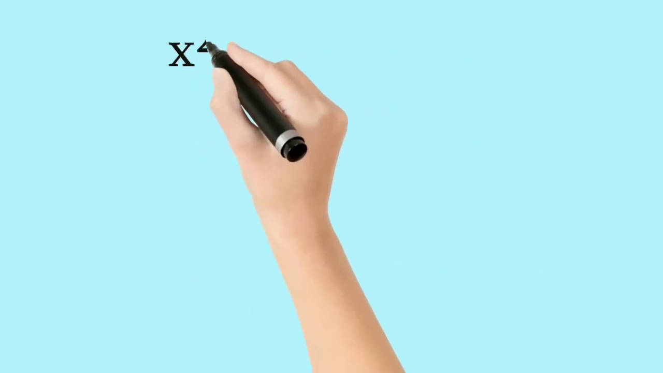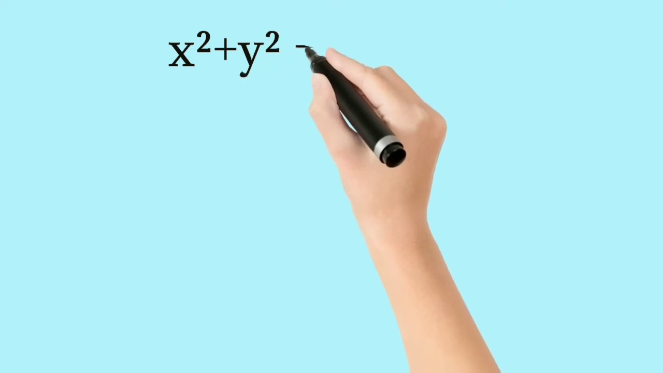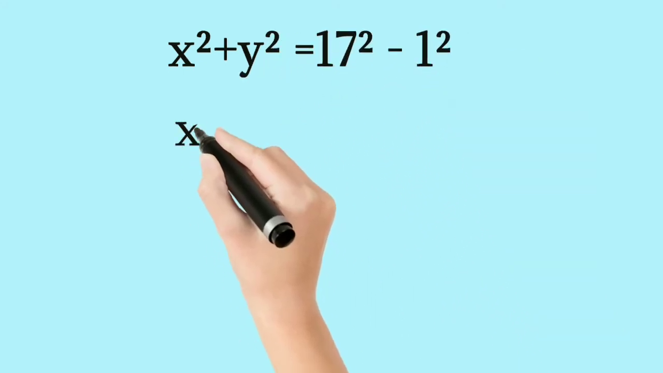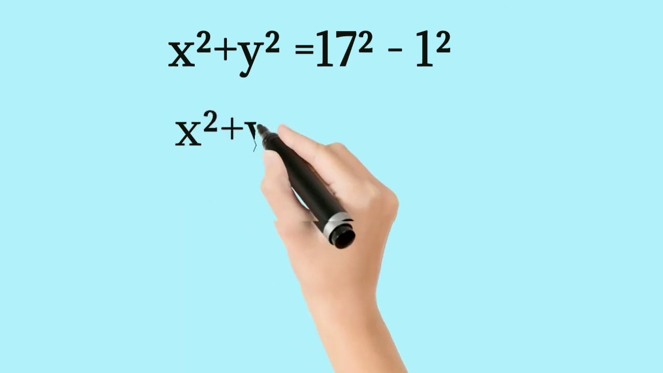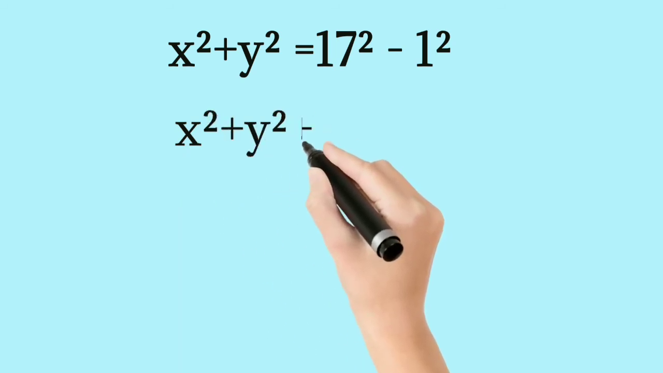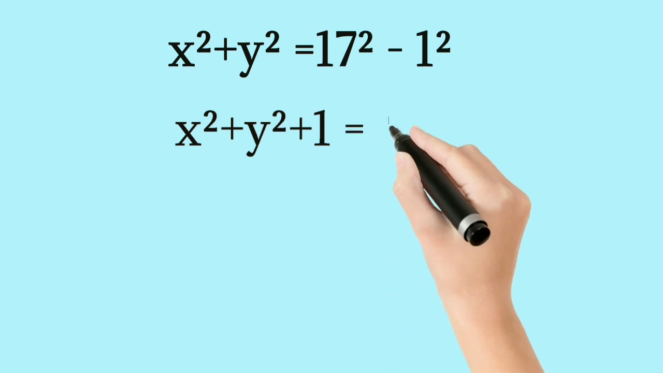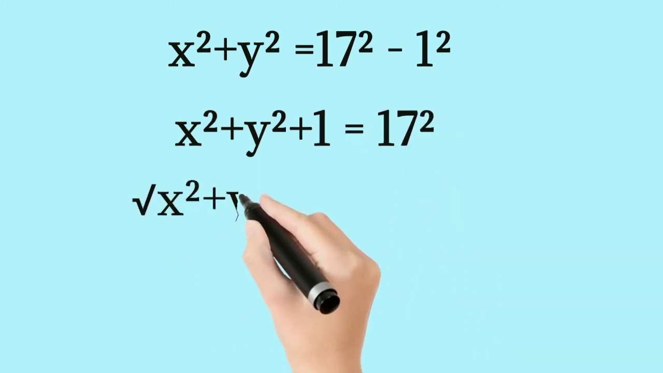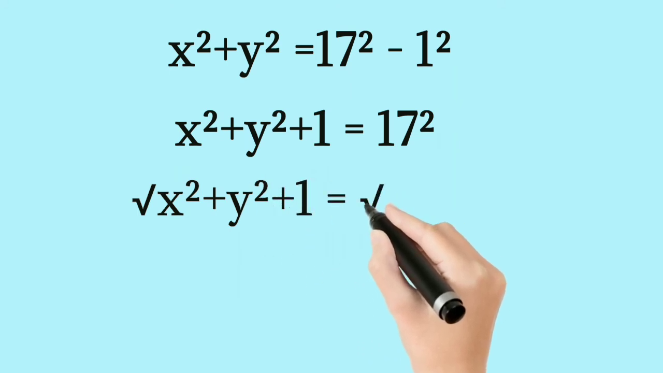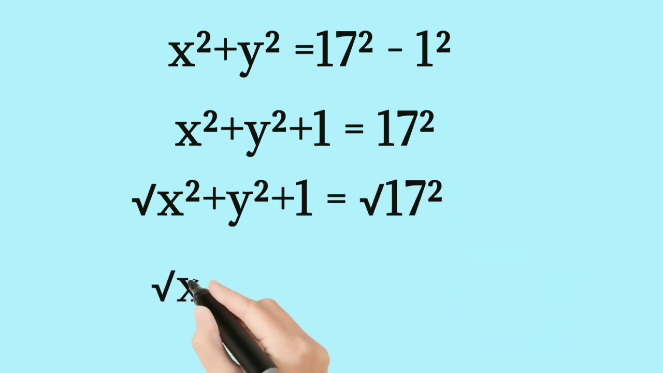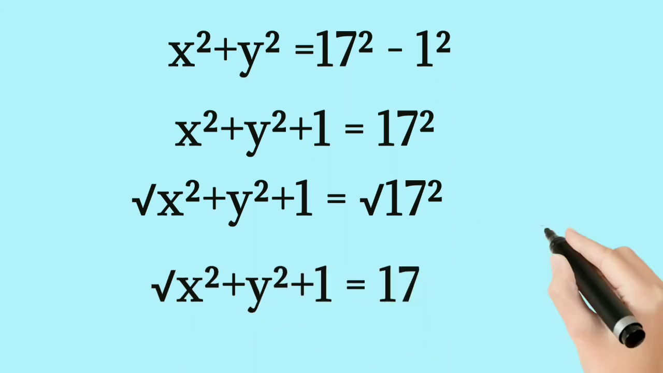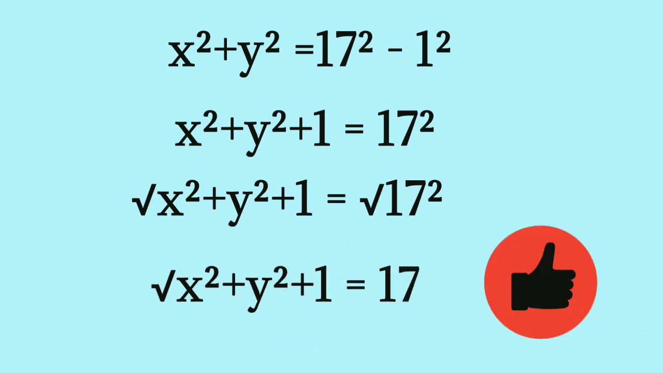Now we have the equation x² + y² = 17² − 1². And obviously 1² is 1, so by adding 1 to both sides we get x² + y² + 1 = 17². And by taking the square root on both sides we get √(x² + y² + 1) = 17, and that's our answer.